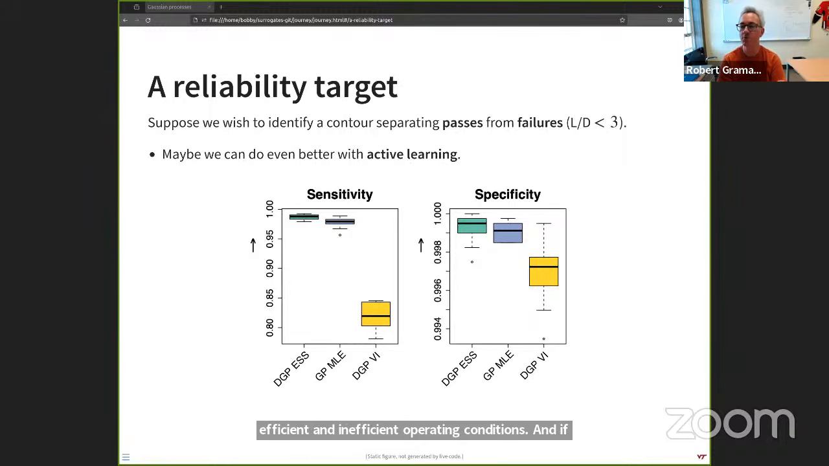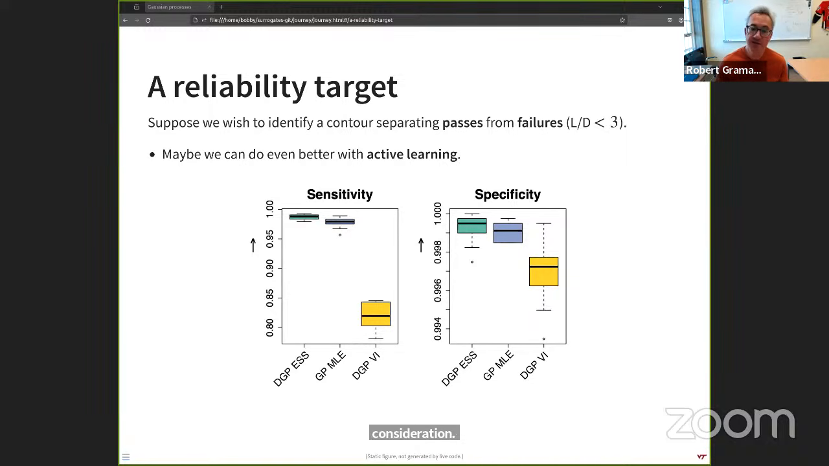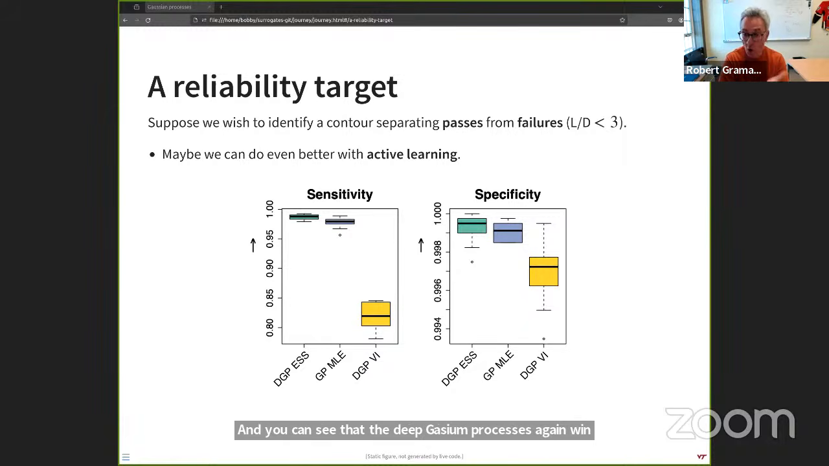And if that's the thing that's most important to you, then you might be able to target that modeling goal and do better than you would do if you just developed a design without taking that into consideration. So here I'm showing you sensitivity and specificity to predicting whether the lift-over drag ratio is bigger than 3, which is a pass, or less than 3, which is a failure. And you can see that the deep Gaussian processes, again, win at this goal compared to an ordinary Gaussian process or variational inference.